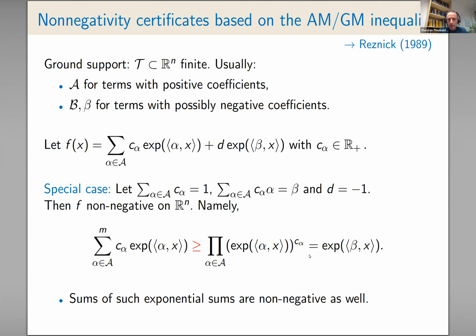That's the connection to the arithmetic geometric mean inequality that is always behind. And of course, this is some kind of a non-negativity certificate, so we can easily check using this strategy that this signomial is non-negative. And of course, if we sum these exponential sums, it remains non-negative.